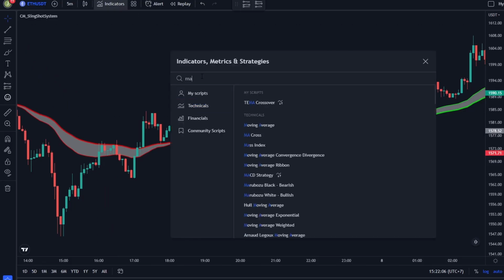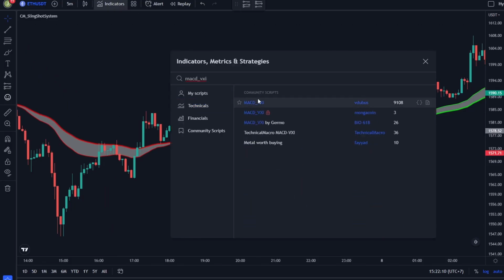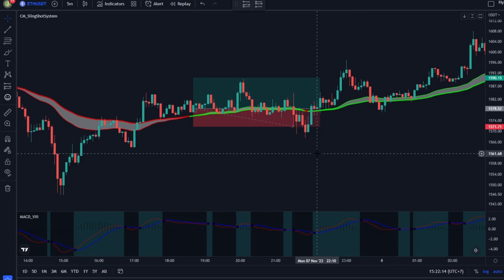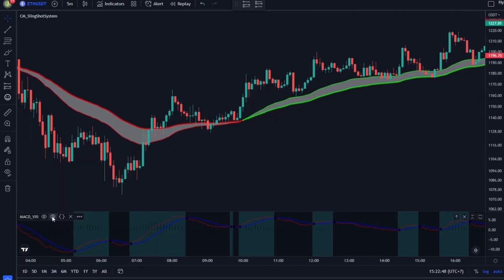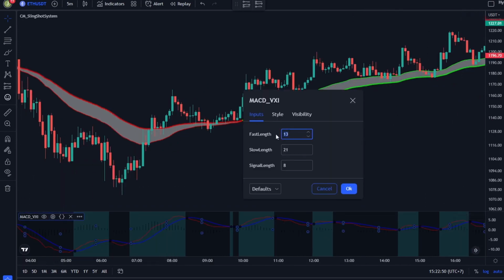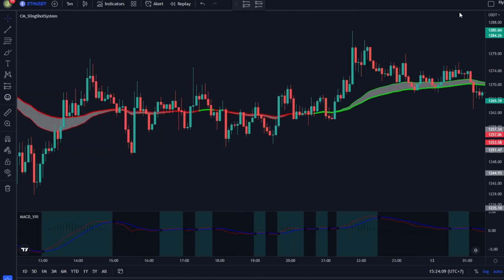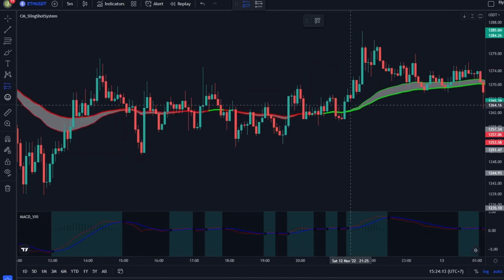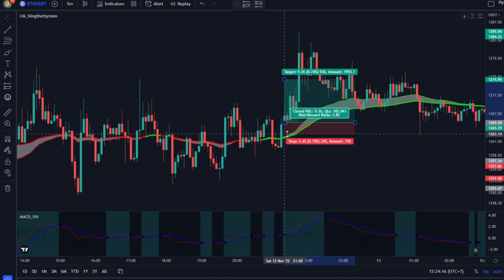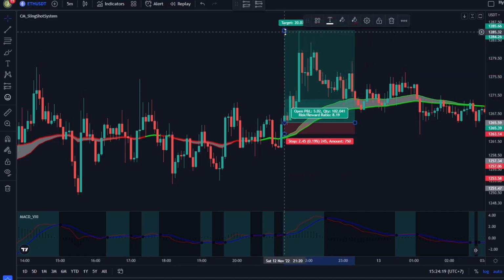The second indicator will be a customized version of MACD, which is MACD VXI. Next, we need to customize this indicator. Set the fast length value to 17. Then set the slow length to 34. This indicator will filter the bad trades from good trades, which will make our strategy more profitable.